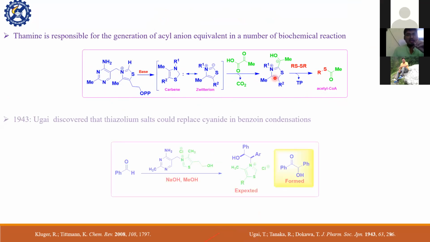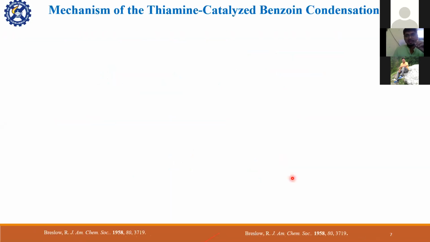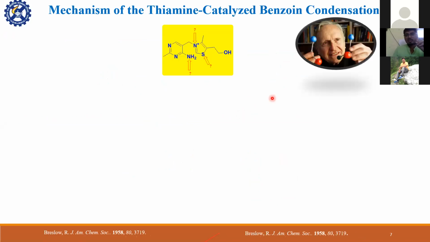Later, in 1943, Yugi discovered the same reaction. They tried to do the reaction by replacing these molecules with benzaldehydes, and they expected to form these products, but they observed the benzoin products. Later, the mechanism of how this reaction happens was solved by Ronald Breslow. He gave this reaction mechanism.